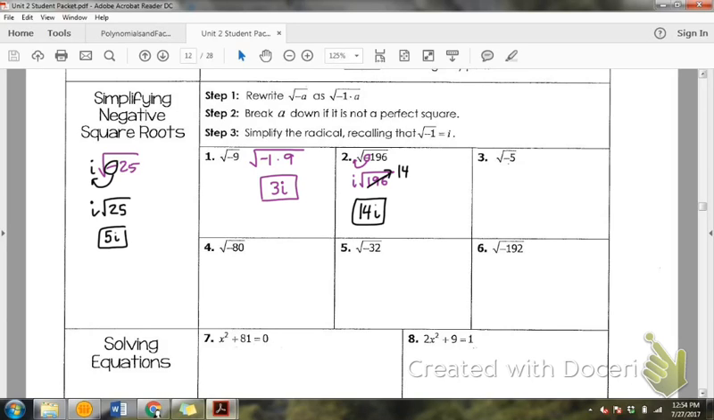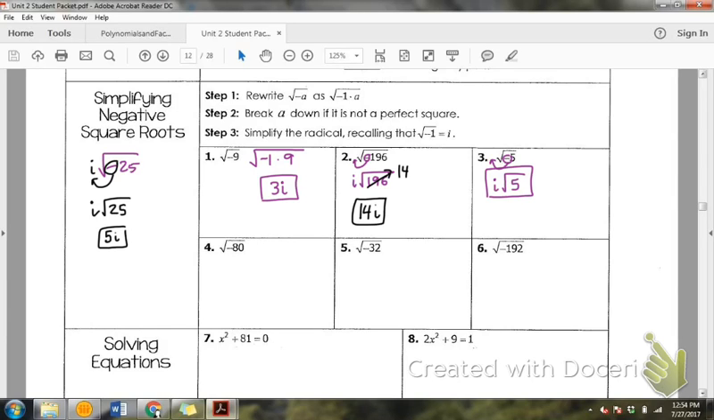Okay? What about number 3? Again, if you see a negative, the first thing to do is to take the i out. Are you saying huh on number 3? Oh, no, I'm just trying to show you the right number. So we have i square root of 5. Is the square root of 5 a perfect square? No. So we've taken the i out. We've simplified it. This is going to stay as is. i square root of 5.